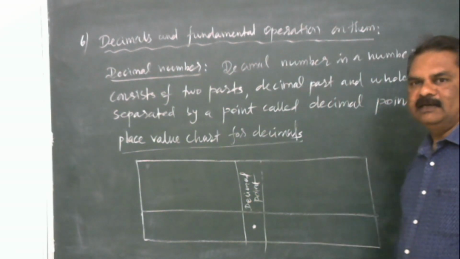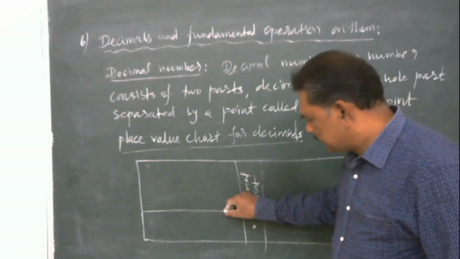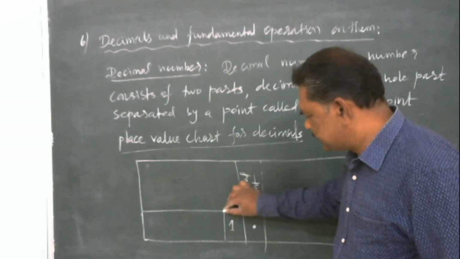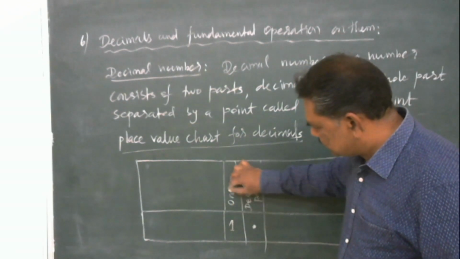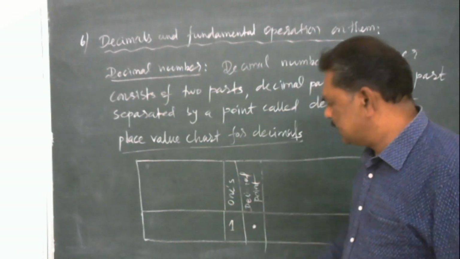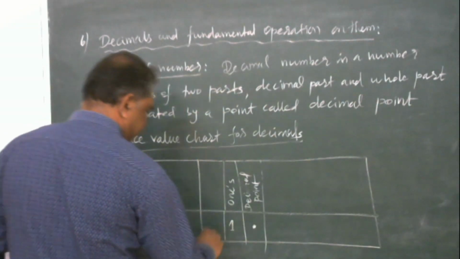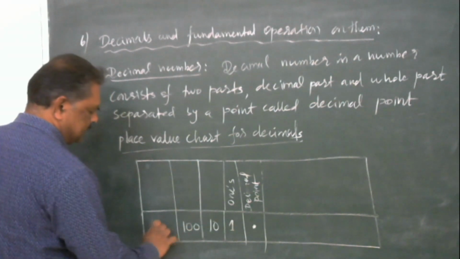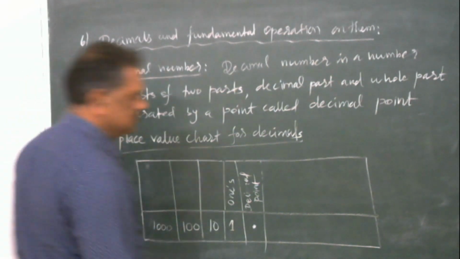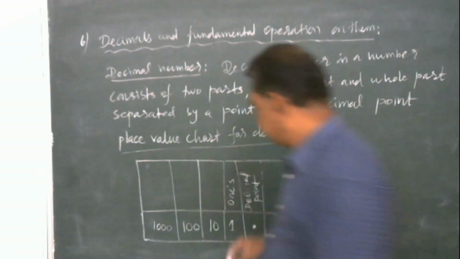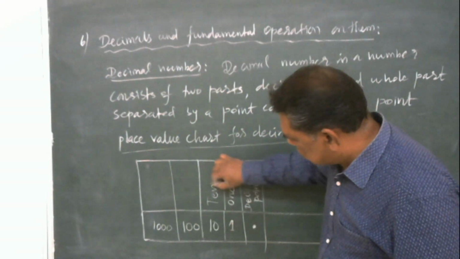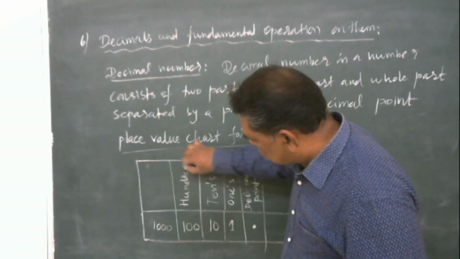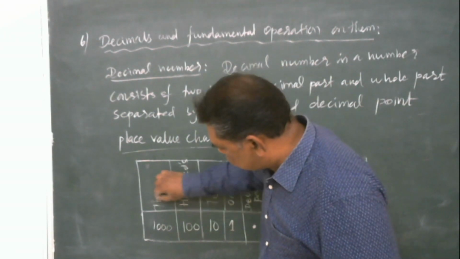Then the first place is the ones place. This is the ones place, the whole part. Then it comes the tens place, then the hundreds place, then the thousands place. On the whole number side, this is tens, this is hundreds, this is thousands.